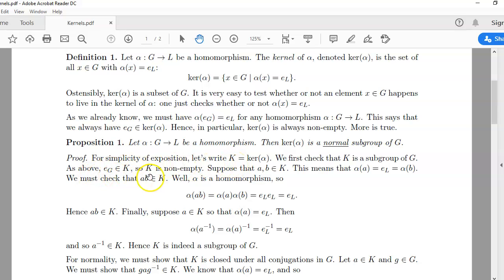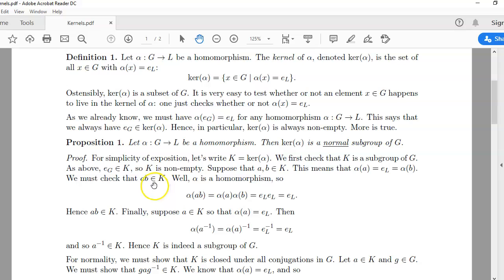I've already argued that the kernel is not empty, so I can proceed with the definition of a subgroup here. Suppose you take two things from this supposed subgroup. I want to show it's a subgroup, so you take two things from it and show that A times B is also from it, right? If I assume that A and B come from the kernel, that's information. That means that alpha of A has to be the identity, and so must alpha of B. My job is to prove that A times B is still in the kernel.